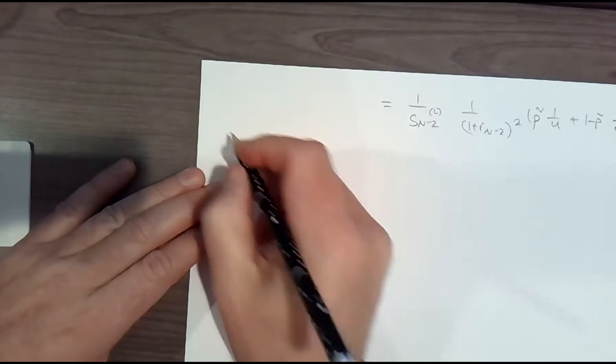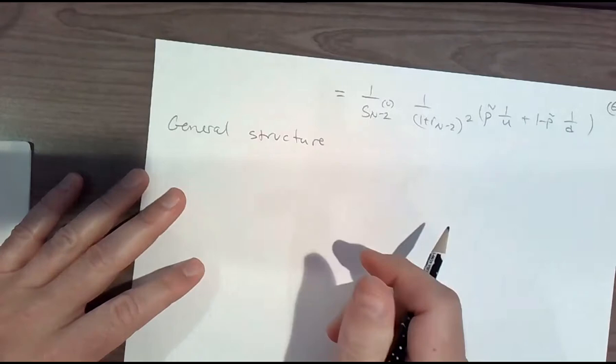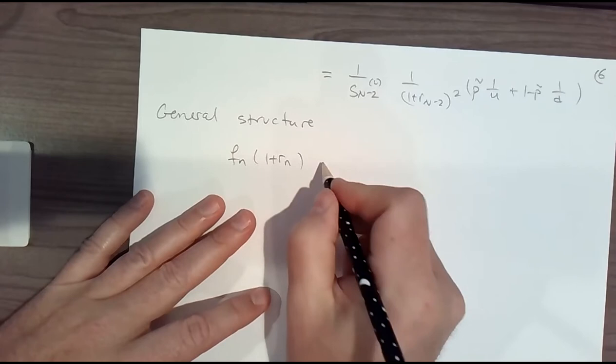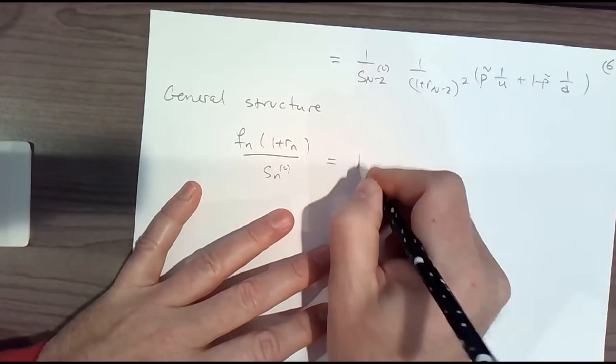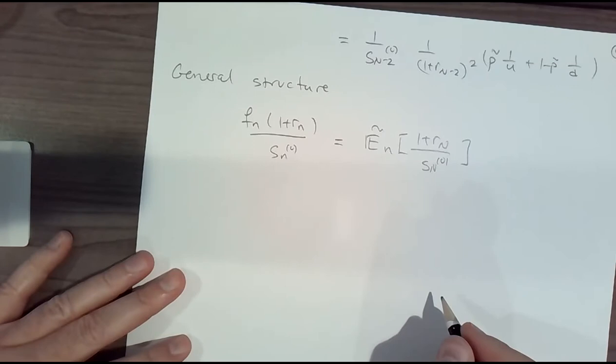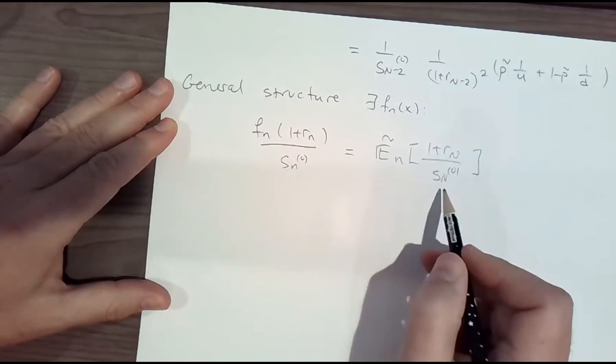So the general structure. Looking at these formulas, you will recognize there is some sort of a pattern. The general structure is that you can find functions such that the function evaluated at 1 plus Rn over Sn 0 is the conditional expectation of 1 plus Rn divided by Sn. So there exist these Fn's such that something like this holds.